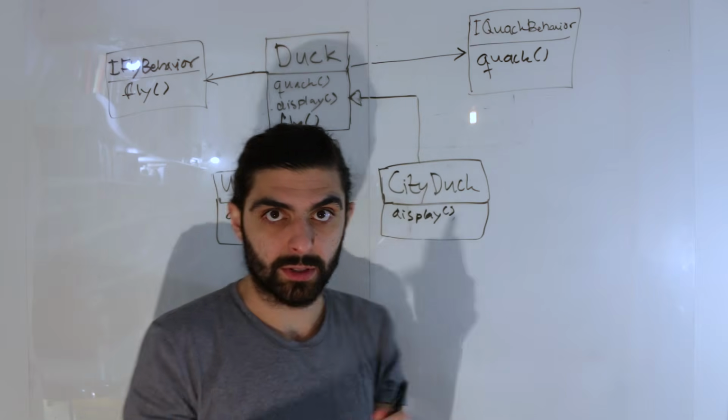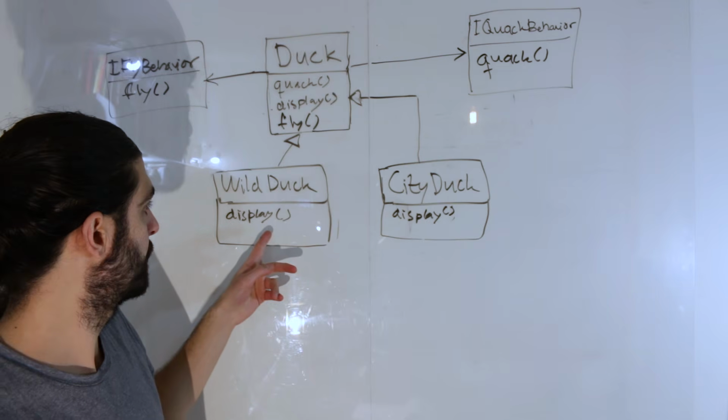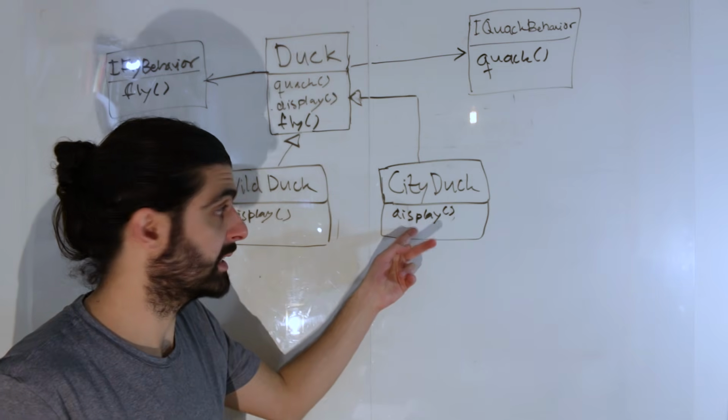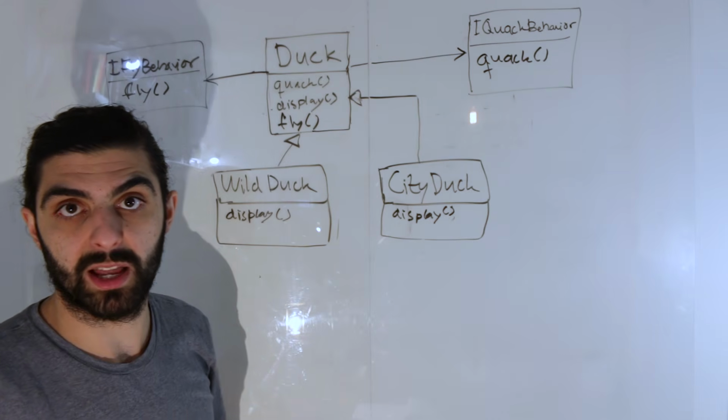What are then fly behaviors? Okay, let's start to think about them as algorithms. Previously we said that wild ducks and city ducks have the same quack behavior and they have the same fly behavior.